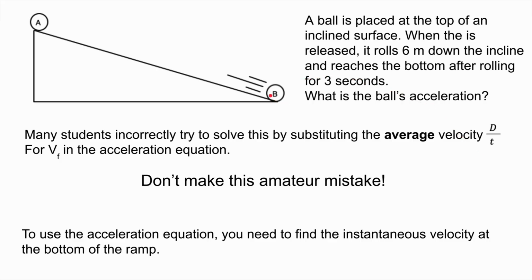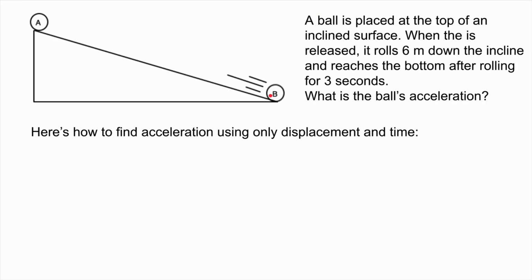All right, that's what I need to do. So how am I going to do this? Well, I'm going to find the acceleration using just the distance and the displacement and the time. So I know how far it went and I know how long it took, and I want to find what the acceleration is. But to do that, I need to know this instantaneous velocity, not the average velocity.